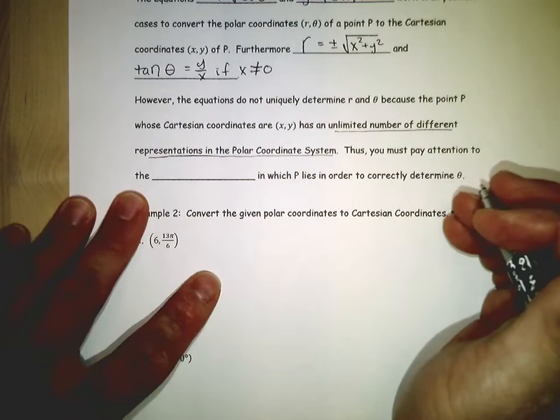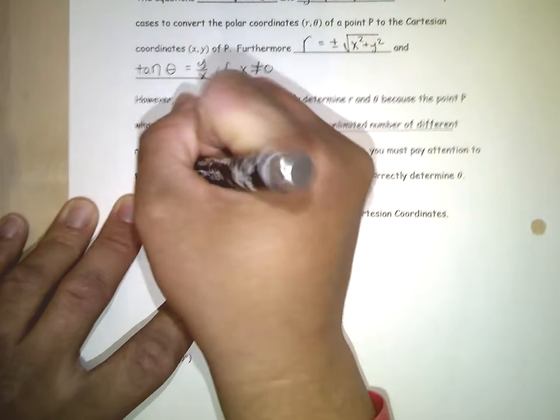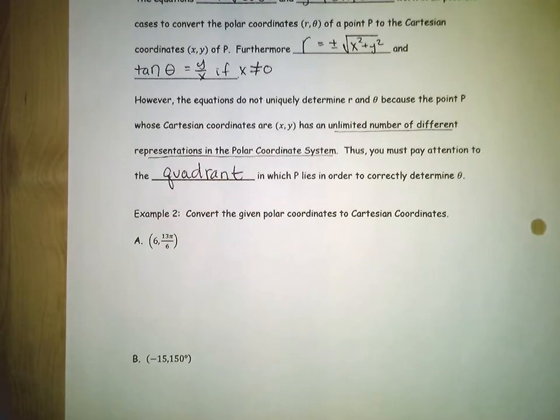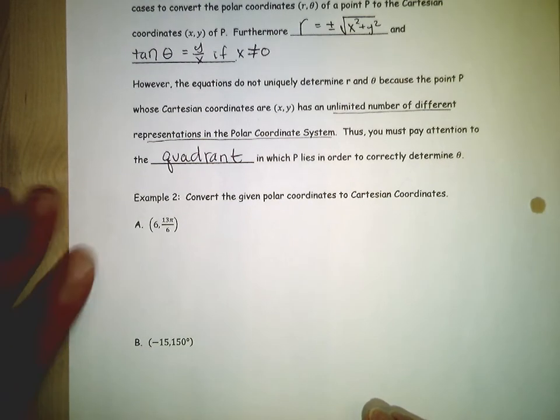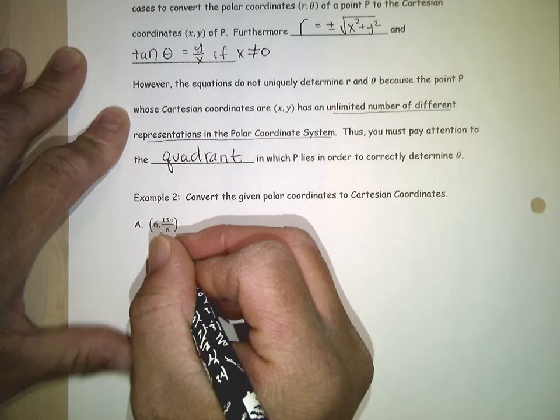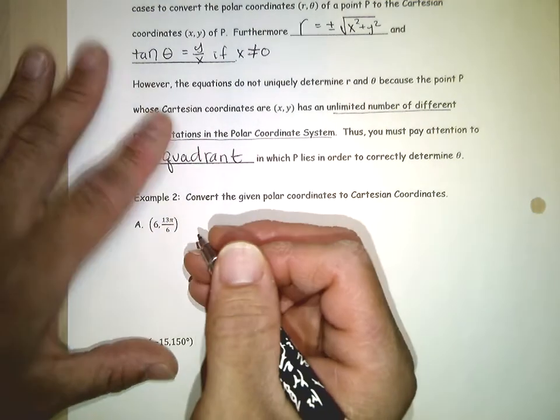So thus, you must pay attention to the quadrant in which P lies in order to correctly determine theta. So let's convert the given polar coordinates to Cartesian coordinates. So 6, 13 pi over 6.